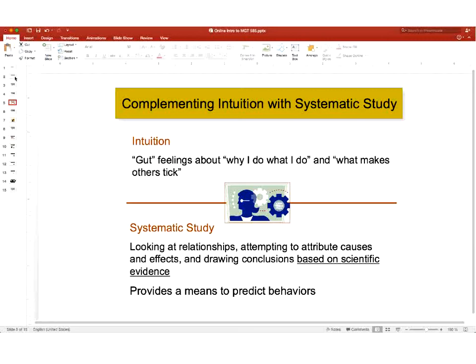This intuition can be based upon what we've done in the past or what we've seen others do, but it's not really based on research. It's based on what we've seen done in our few situations. What we want to do in this class is take more of a scientific approach and look at evidence from scientific journal articles that can help us look at relationships and attempt to understand cause and effects. So what causes someone to be motivated on the job? What causes someone to have stress on the job? So we want to look at a systematic study of different topics within the organizational behavior literature.